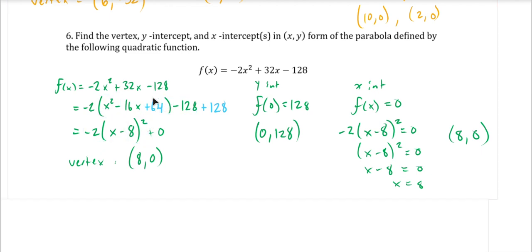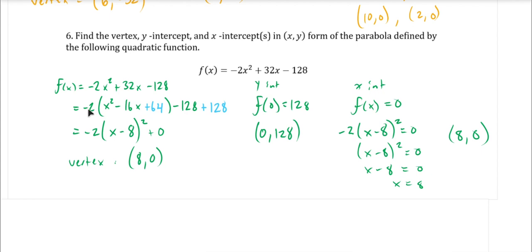But I didn't really add 64. I added negative 2 times 64, which is negative 128. So if I want to balance what I've done, I need to do the opposite over here. That would be the same as adding 128. Don't be confused that you added 64 here, and so you need to subtract something.